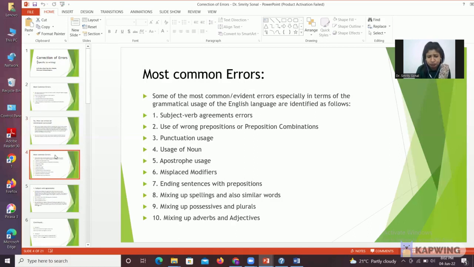Now, the first one that we see under the category of most commonly made errors is the subject verb agreement errors. Then there is use of wrong preposition or preposition combination, punctuation usage, the usage of noun, apostrophe usage errors, misplaced modifiers, ending sentences with prepositions, mixing up spellings in similar words, mixing up possessives and plurals, and mixing up adverbs with adjectives. Now we are only going to focus on a few.